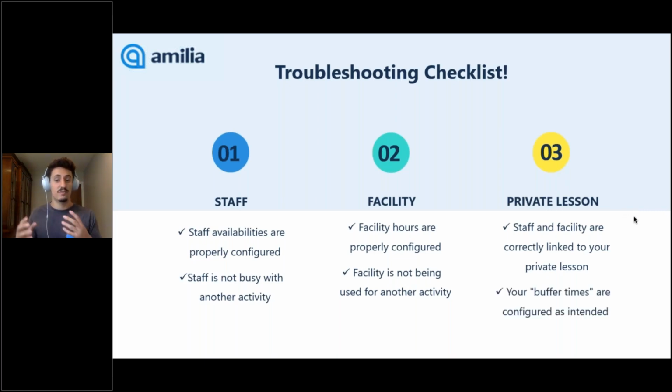And lastly, your buffer times might not show up as you anticipated. So if you put a buffer time 5 minutes before and a buffer time 5 minutes after, it'll actually result in 10 minutes in between each time slot, because you need that buffer time after and before the other one. So little things like that to keep in mind that you can go over and review to make sure that the private lessons are configured as you would like them to be.